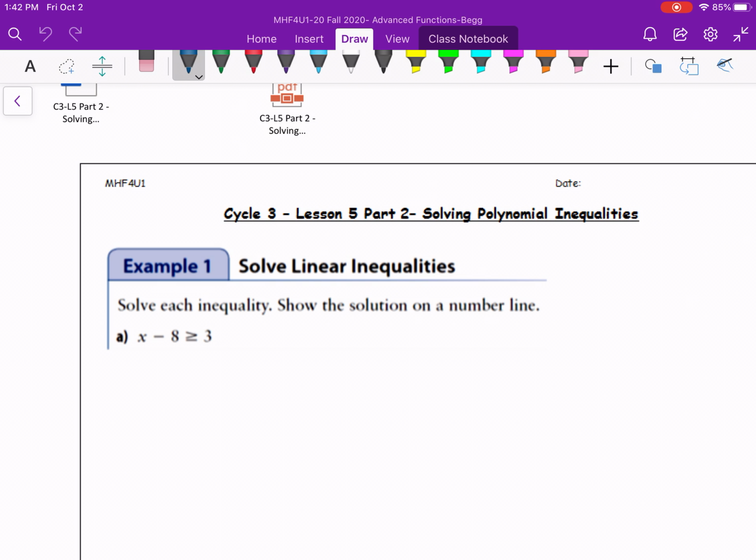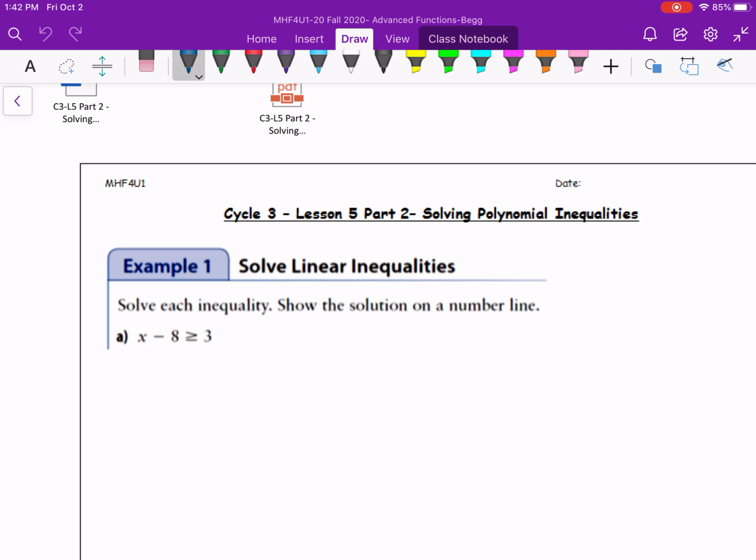In the last lesson, we saw how we could solve polynomial equations algebraically, and now we're just going to extend that to solve polynomial inequalities algebraically. So if we want to solve something linear, like the one that we can see in example A, as in no exponents on the variables, all we have to do is follow the same rules as we would if we were solving an equation.